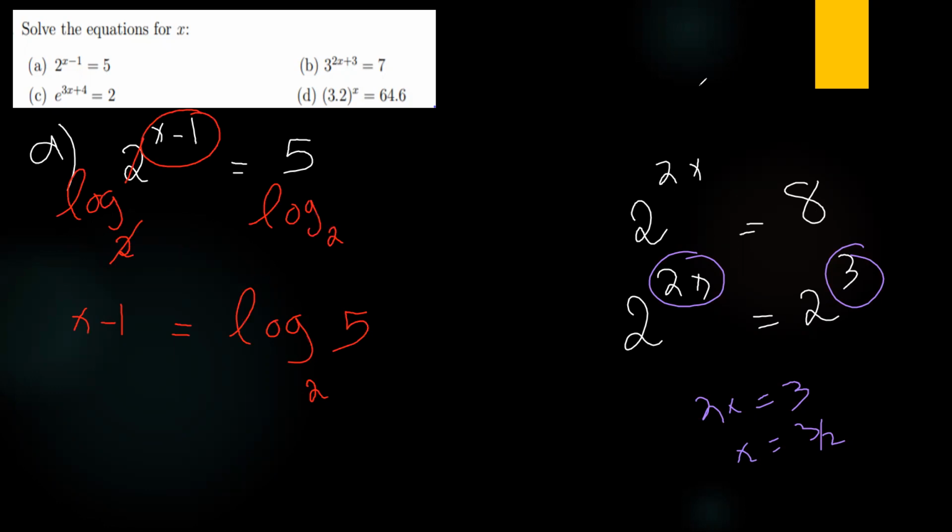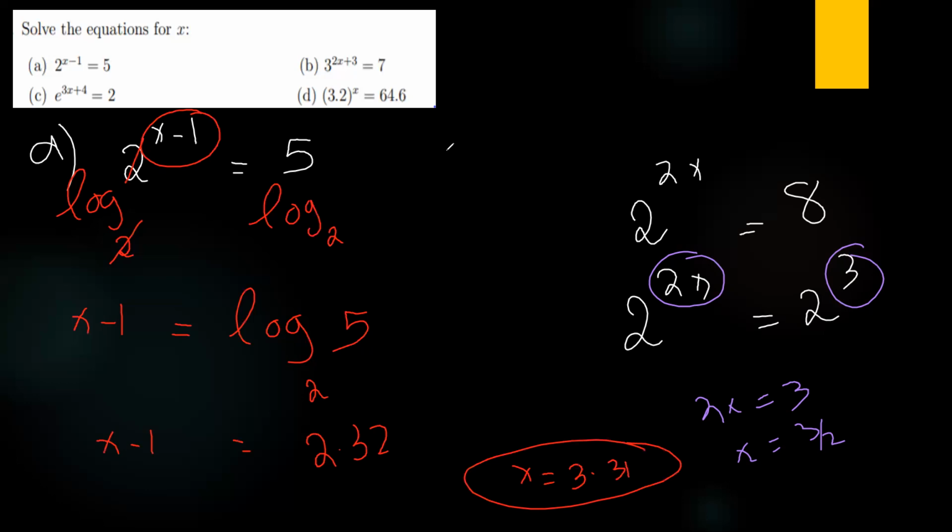Now on the calculator, you can find logarithm to the base 2 of 5, which is 2.32. This is x minus 1, so x will be 3.31. This is for A. Is it clear? B has the same idea, but in B you have to put the logarithm to the base 3 in order to cancel the 3. Did you understand?